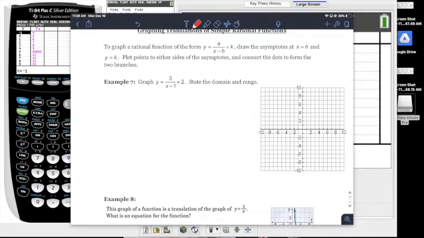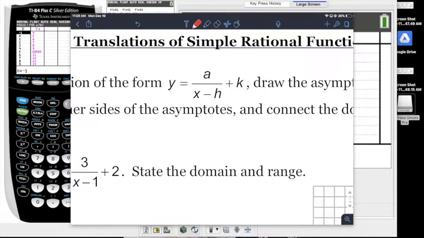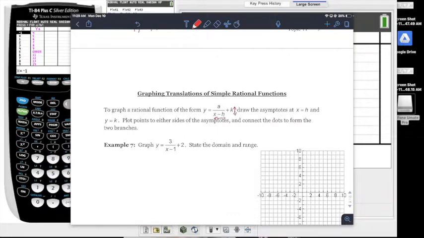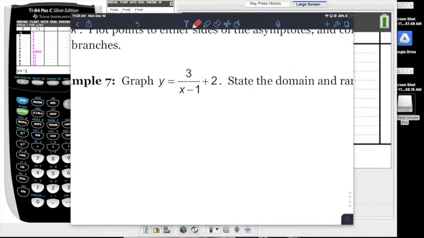They all kind of work how you would expect here. So here's a typical thing right here. -h, that moves you left and right, just like it has before. K is up and down. A is a vertical stretch or shrink. So just graph this right here, state the domain and range.